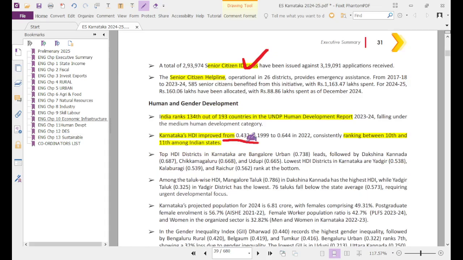There is one important point here, that Karnataka has been among the top 10 states with respect to Human Development Index. India's rank is around 134 out of 193 countries, and Karnataka has been doing well in that domain. Karnataka's SDI index is important, you can quote it in answers also. Karnataka has been in the top 10 in the index of human development.